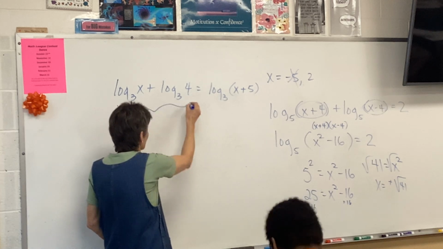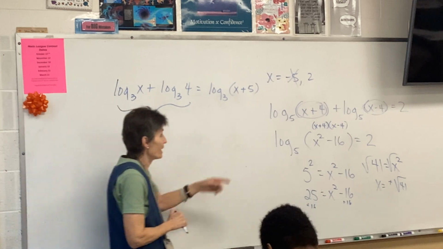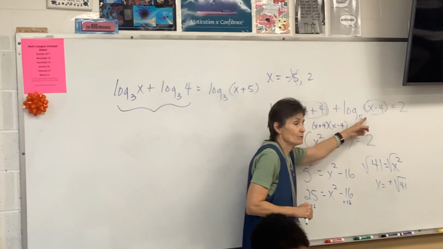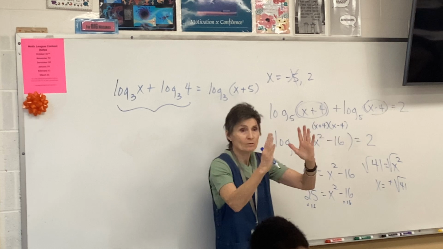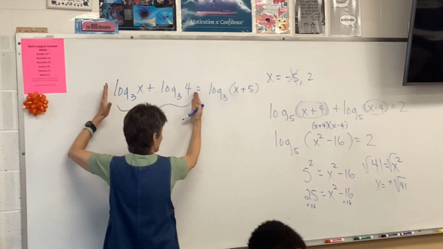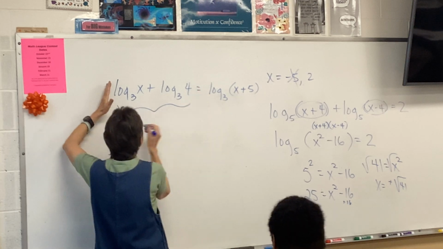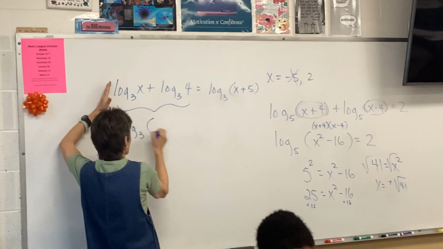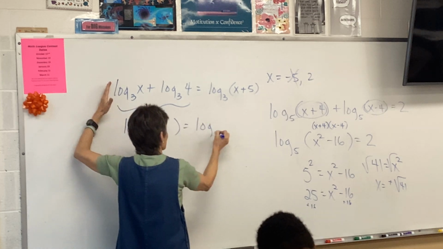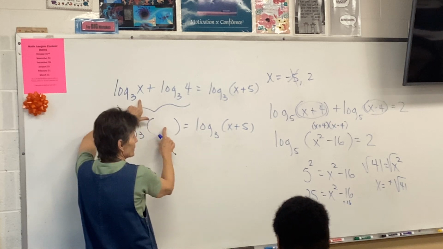You can't have two logarithms on the same side. It's just like here. You couldn't do this problem. You had to squeeze those together. So the first thing you're going to do is squeeze these two together. They're on the same side. So you squeeze these together and make it log base 3 of what? What goes in here? Not x plus 4.